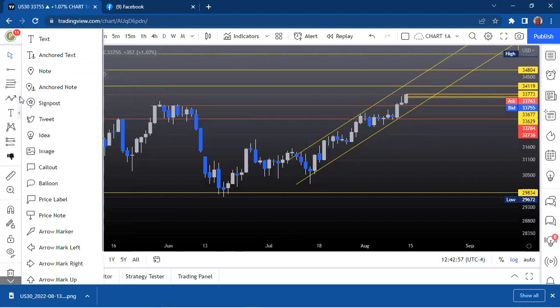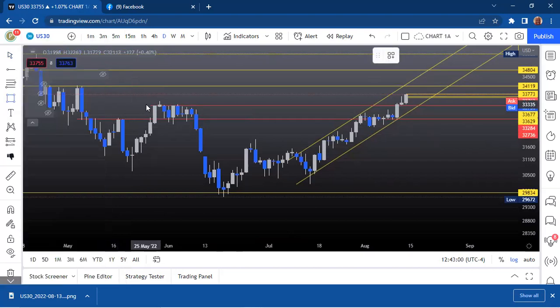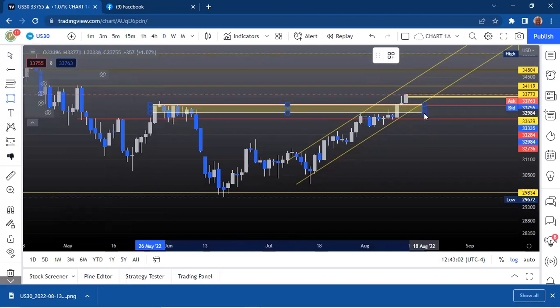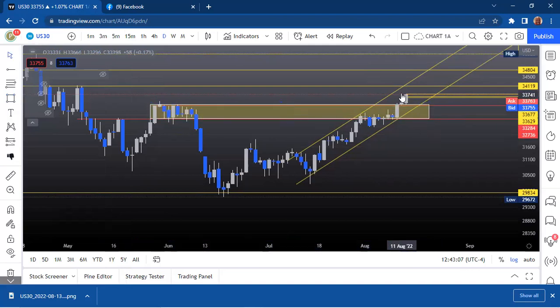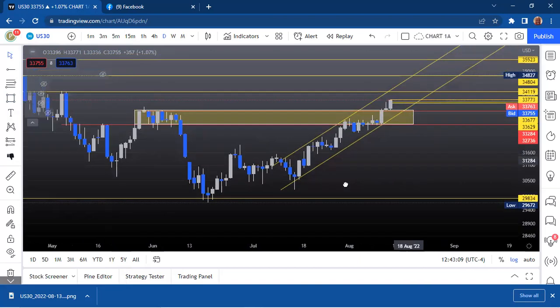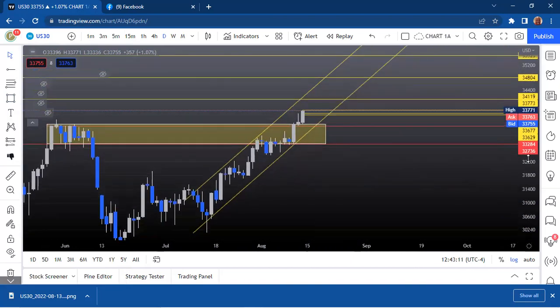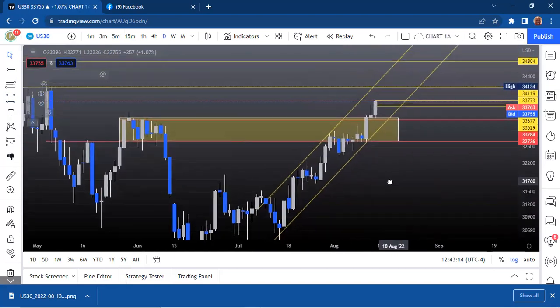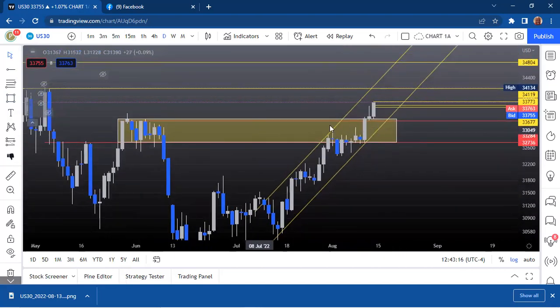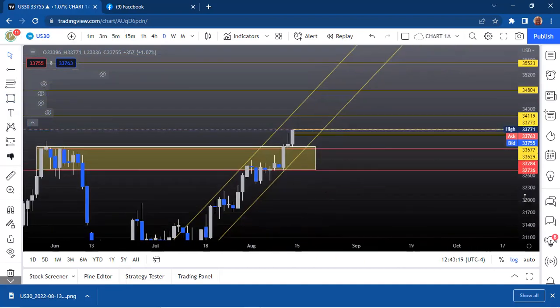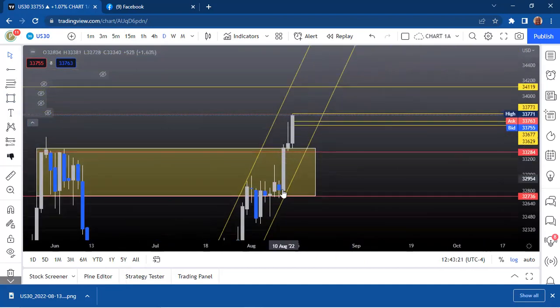It retested the zone right here, and look at that. If you guys are familiar with the breakout strategies, you would have made a box right here. Look at this. It broke the box, came back and touched it, and then the next candle shot up. That's called a breakout strategy.